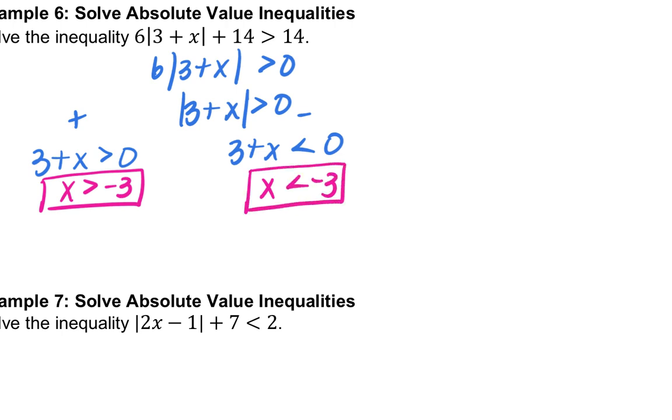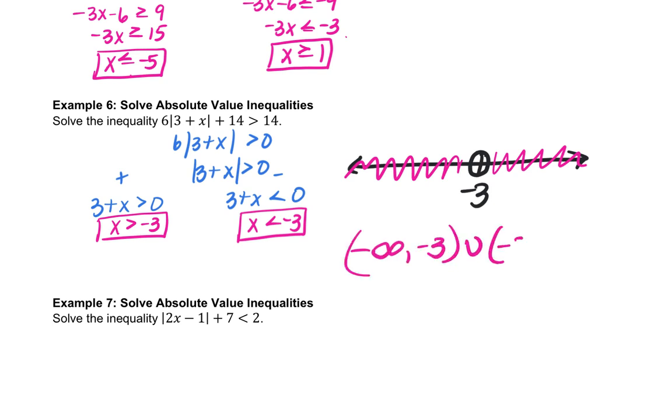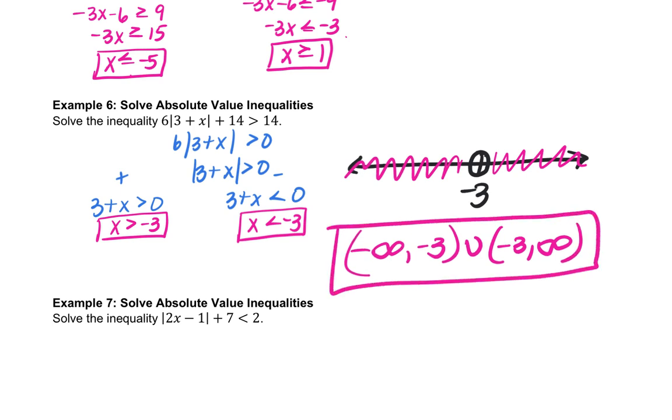Well, what in the world does that look like on a grid? So draw your line. You got negative 3, that's the only number. It is going to be an open circle. I have everything greater than negative 3 and everything less than negative 3, just not negative 3. So negative infinity to negative 3 and negative 3 to positive infinity. But you cannot have negative 3 as part of your answer.